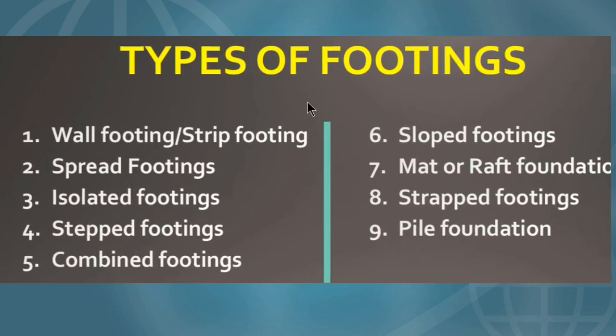Hello friends, today I am going to explain types of footings. So here you can see 9 types of footings. Number 1, wall footings, or else we can say strip footing. Number 2 is spread footings. Number 3 is isolated footings. Number 4 is stepped footings. Number 5 is combined footings. Number 7 is mat or raft foundation. Number 8 is step footings. Number 9 is pile foundation. Okay, now I will explain one by one.